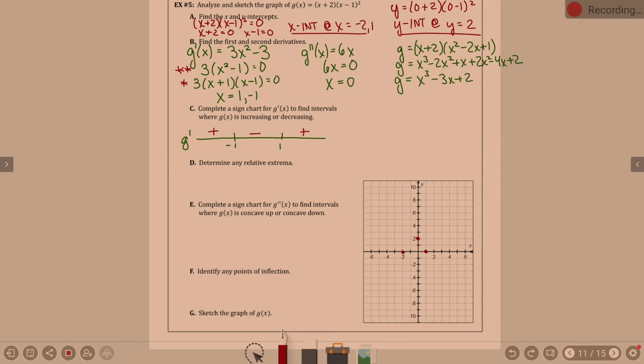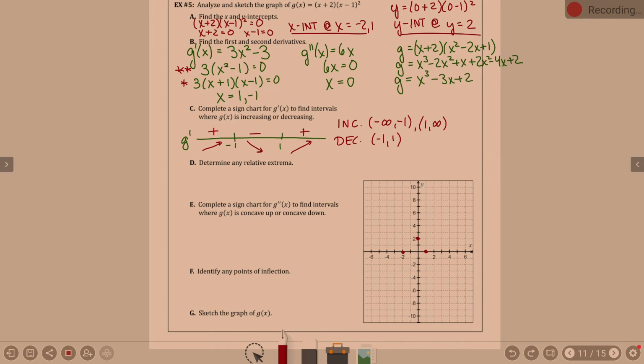Positive first derivative indicates increasing. Negative first derivative indicates decreasing. And so for my increasing intervals, I have negative infinity to negative 1 and 1 to infinity. For my decreasing interval, I have negative 1 to 1. We're okay with this stuff, right?